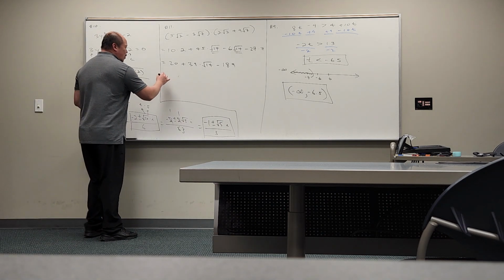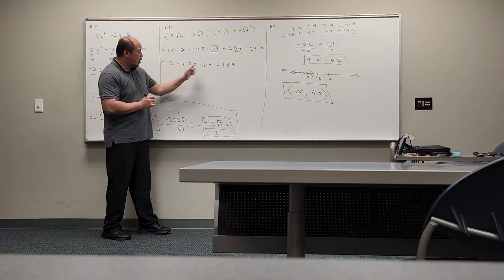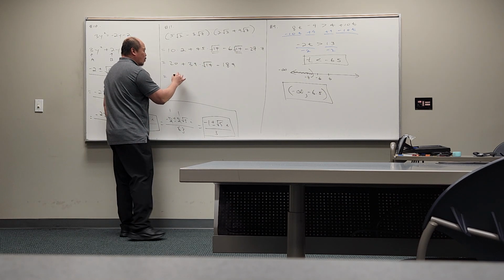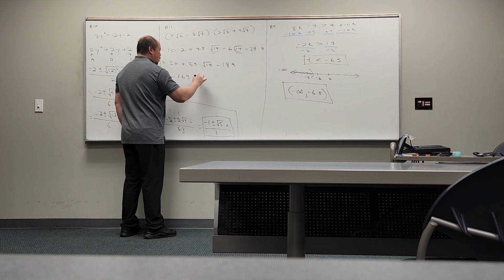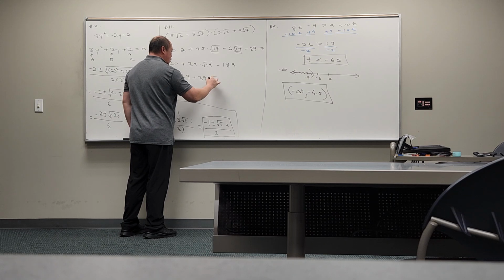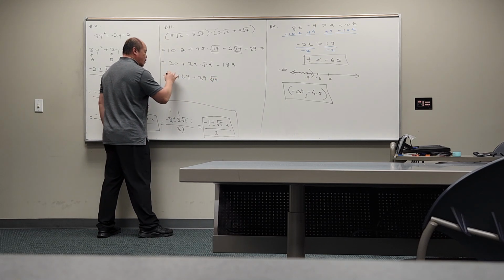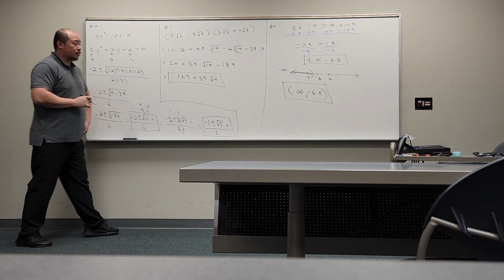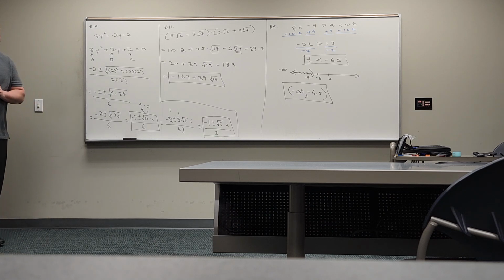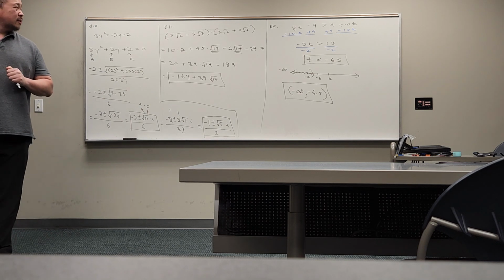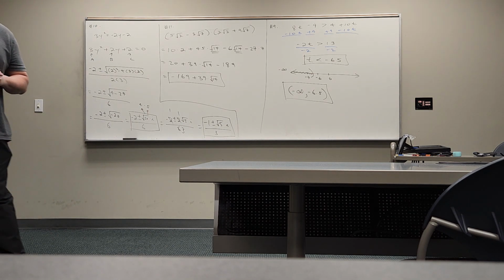And now you just got to combine the like terms again. 20 minus 189 is negative 169. Plus 39 radical 14. And that's it. So it's not so bad. You just have to be careful.